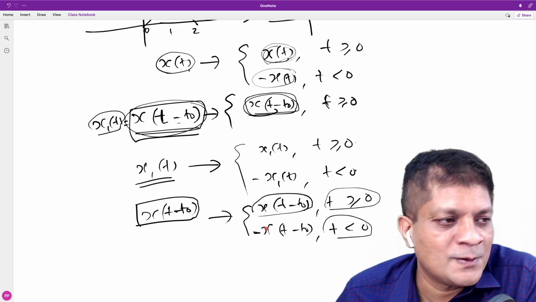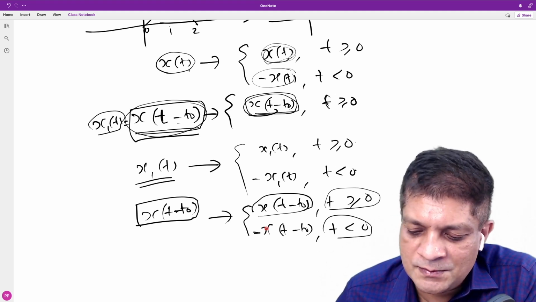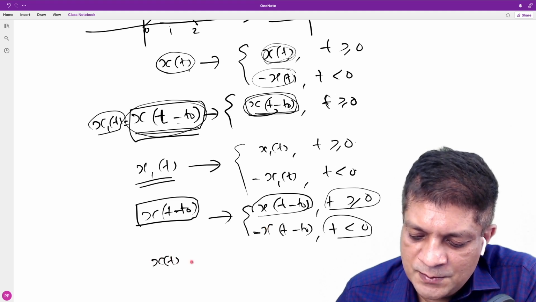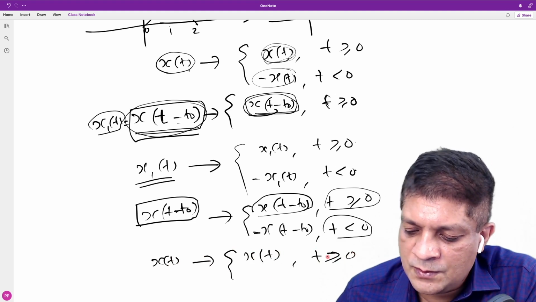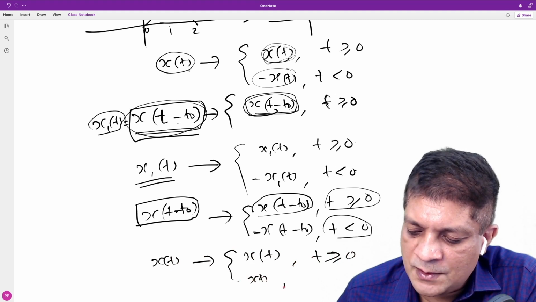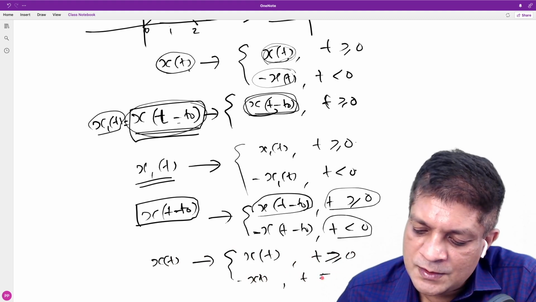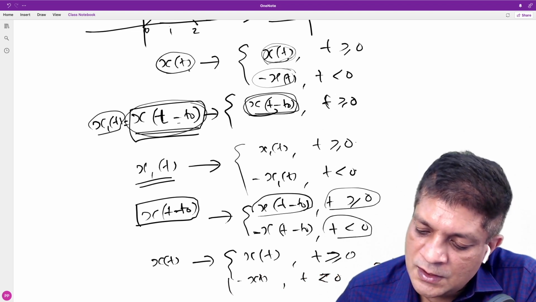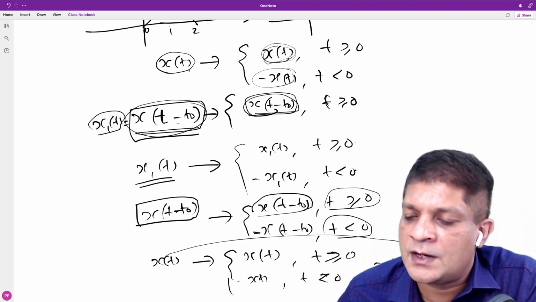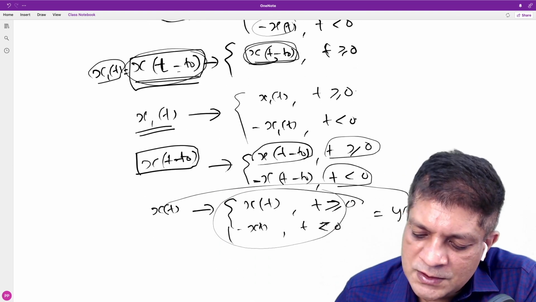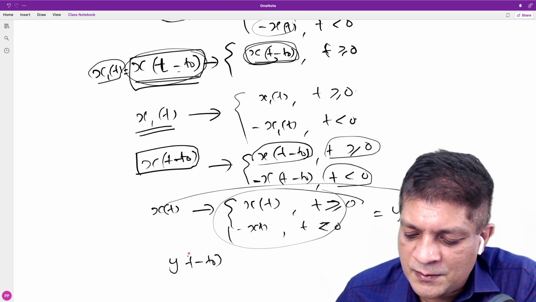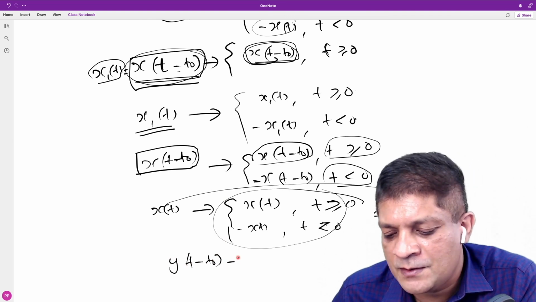Now, how to prove it is a time varying system? If x(t) is the input, output is x(t) for t greater than or equal to 0 and minus x(t) for t less than 0. Okay, this is the output. Now, let's say this is output y(t). For x(t), we are getting an output y(t), that is this. Now, what is the delayed version of this? y(t - t0). If we delay this y(t), what will you get?